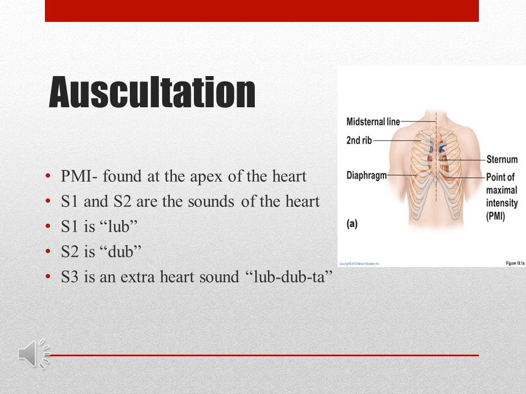S3 is normal in pregnancy and adults less than 30 years old. It is also normal if the patient is anxious or has anemia and during exercise. S3 is abnormal in people over age 40 and may indicate heart failure. S3 sounds like this: lub-dub-ta, lub-dub-ta, lub-dub-ta.